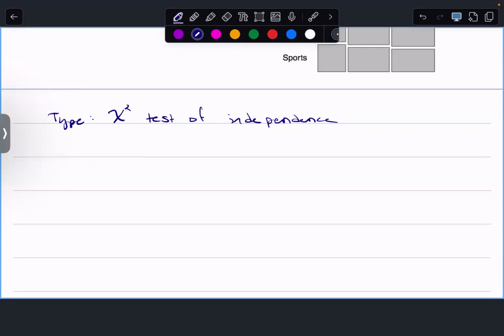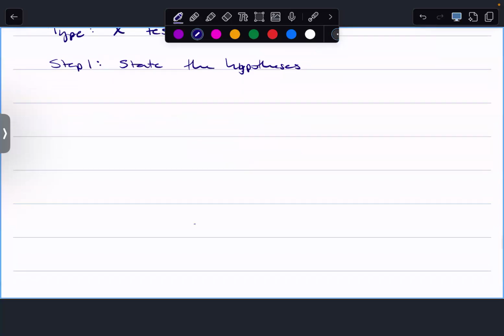Okay, let's do a full-on hypothesis test, which means that step 1 is to state the hypotheses. Bless you. From the formula sheet, and I'm gonna need to paste this.